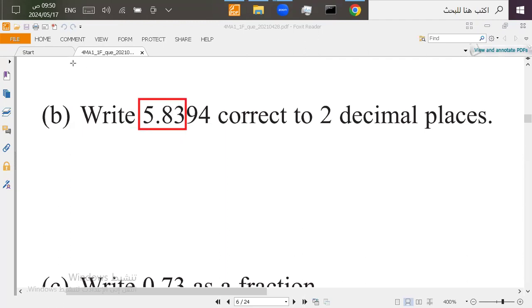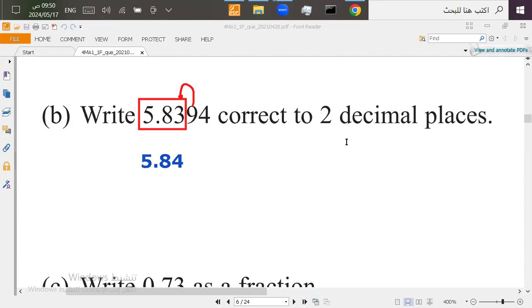Now, you look at the number outside of the box that you made, which is the 9. The 9 is a big number. Because it's big, it's going to add 1 to the number after it. So the 3 will become 4. So the answer will be 5.84. And how did the 3 become 4? Because the 9 is a big number, so it added 1 to the 3. And this is how you write numbers correct to two decimal places.